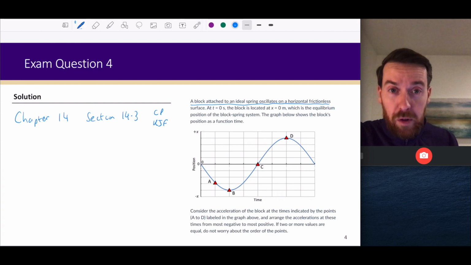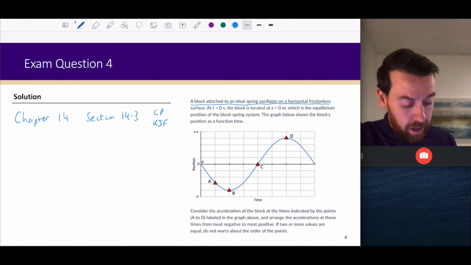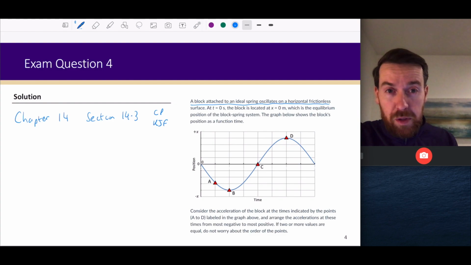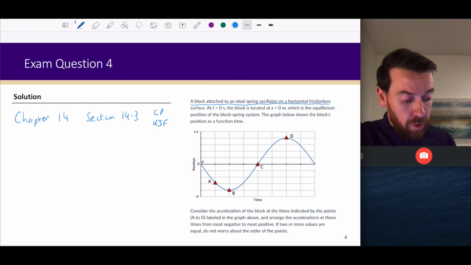The textbook looks at cases in which the block starts at x equals A at time equals 0. In this example, the block is at x equals 0 at time 0 and moving in the negative x direction. But we can think about this either conceptually in terms of the forces, or in terms of the kinematic equations. So I'll present both ideas.